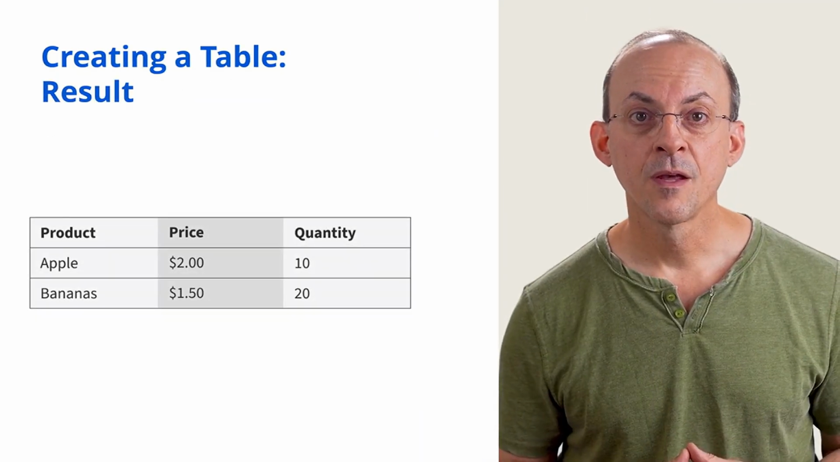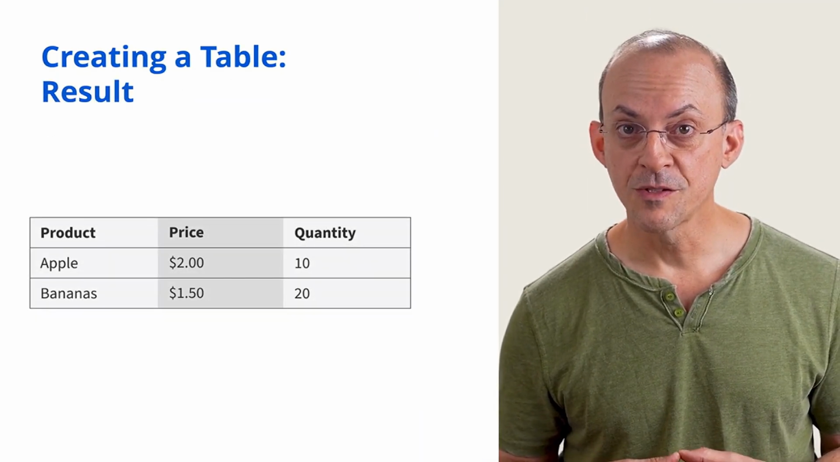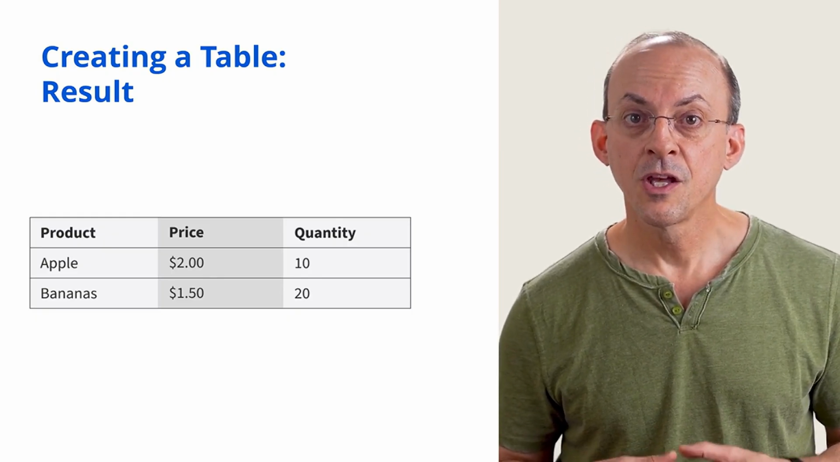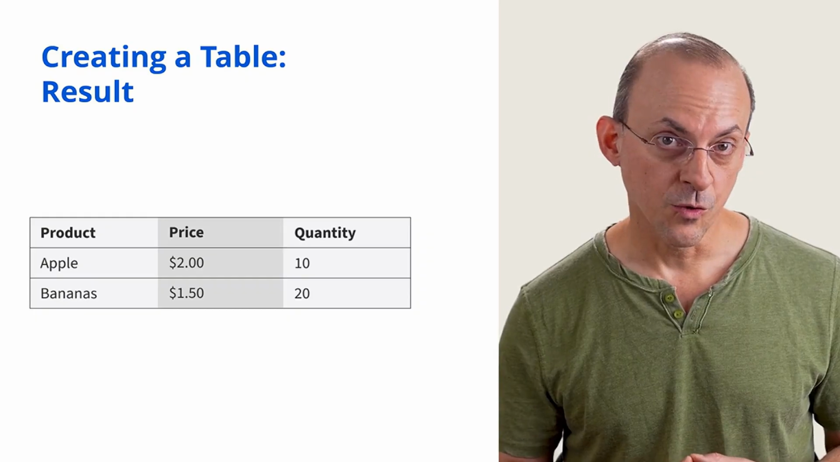And there you have it. We built a complete table with headers and rows of data using the table, TR, TH, and TD tags. You can structure and display data in a clear and organized way. Next, let's explore organizing data using lists.